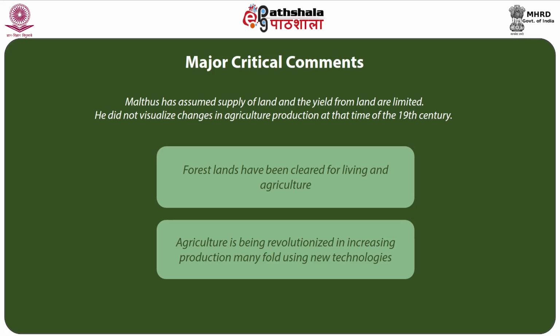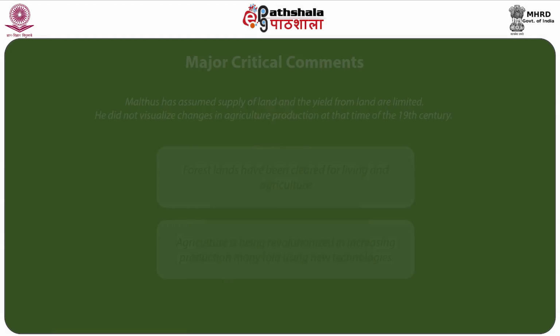Number 2, agriculture is being revolutionized in increasing production manifold using new technologies like the system of rotation of crops, use of chemical fertilizers, and improvements in plant and animal breeding. Malthus had underestimated industrial development, which reduced the dependence on agriculture.